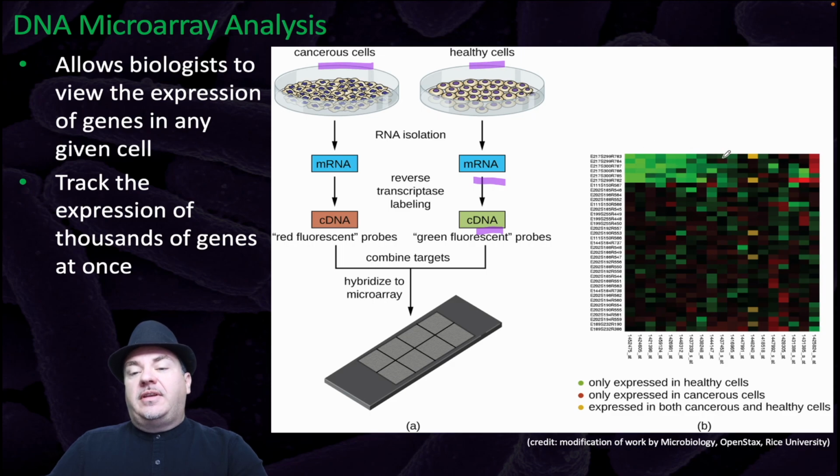For example, this is an image taken from a microarray, and all the genes that are highlighted in green are only expressed in healthy cells, whereas the ones highlighted in red are only expressed in cancerous cells, and the ones that you can find in yellow are expressed both in cancerous cells and in healthy cells. So by performing this microarray, we can determine which genes are expressed differently in cancer versus in healthy cells.